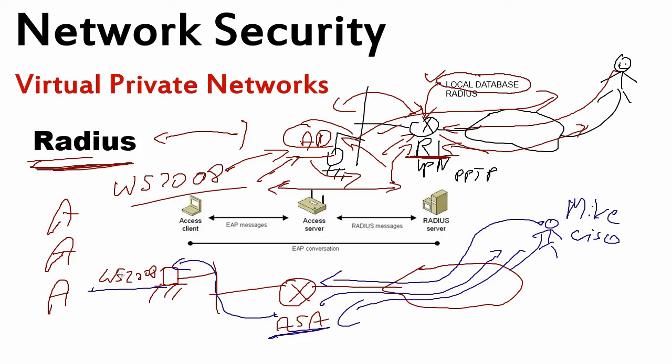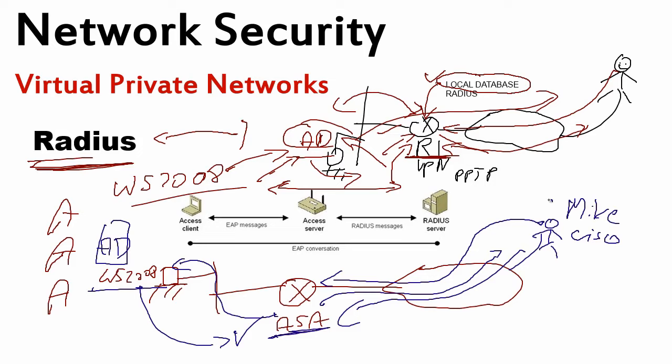And ASA goes to Windows Server 2008 and asks, okay, Mike is trying to connect to me using Mike as his username and password is Cisco. Is it correct? And Windows Server says, yep, sure, that is what I can see in my Active Directory database. I can see that as an account for Mike.